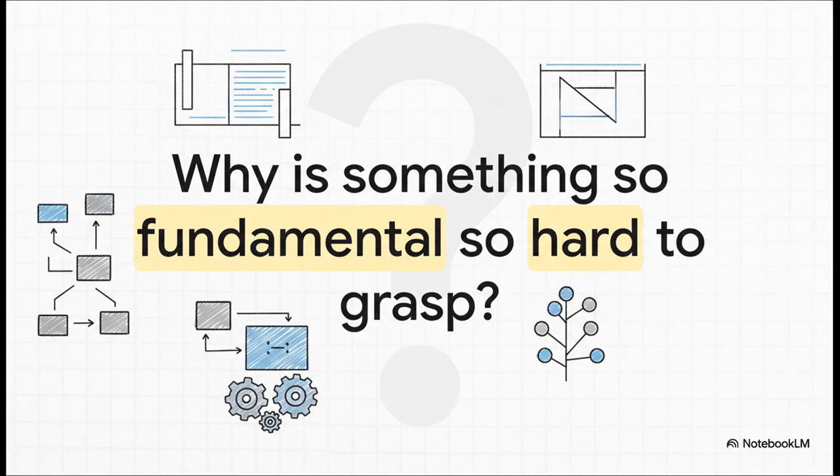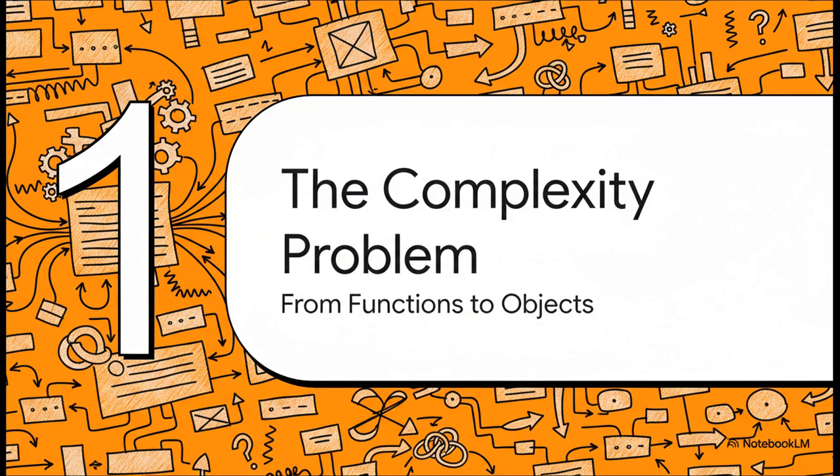Well, to find the answer, we've got to go back and look at the problem OOP was designed to solve in the first place. See, before OOP really took over, the main way to do things was called procedural programming. And it was fine for a while. But as programs got bigger and bigger, I'm talking from a few hundred lines of code to millions, just managing all the different parts became a total nightmare. A new way of thinking was desperately needed to handle this explosion of complexity.